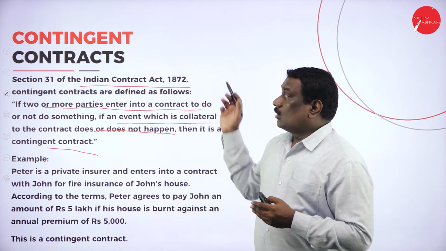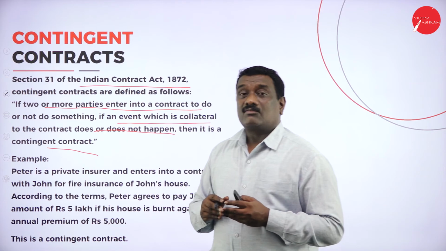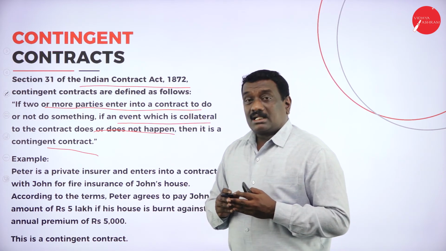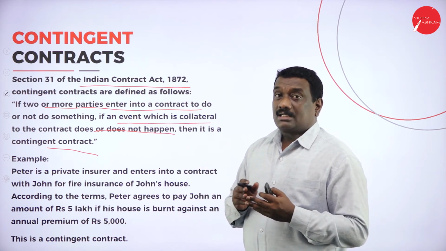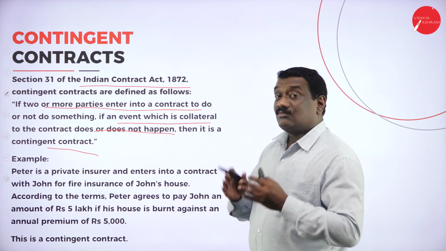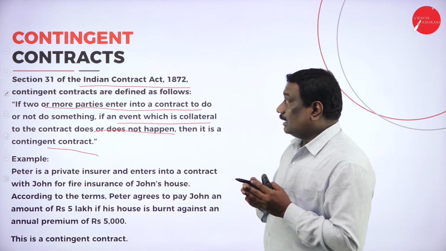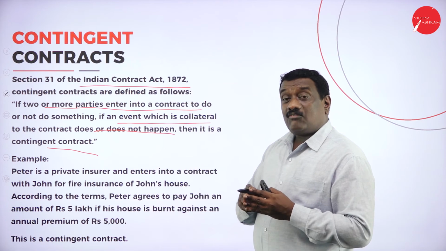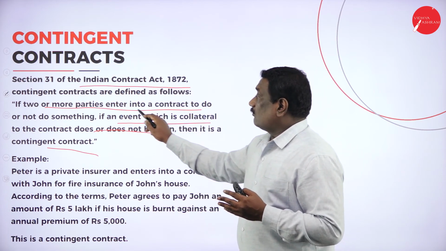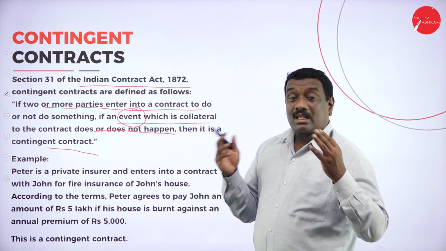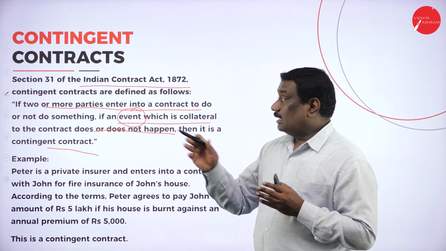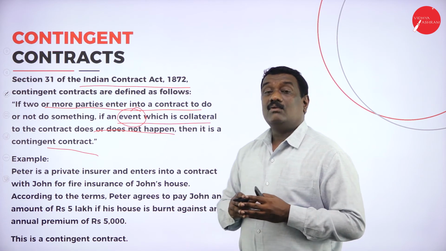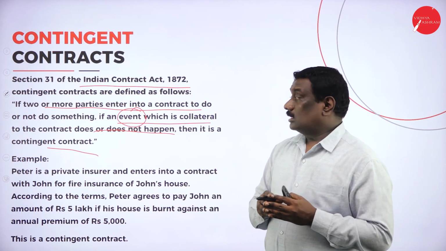I'll repeat. According to section 31 of the Indian Contract Act of 1872, contingent contracts are where two or more parties enter into a contract to do or not to do something, and if an event occurs which is collateral to the contract, and thereby the contract does or does not happen, then we call it a contingent contract.